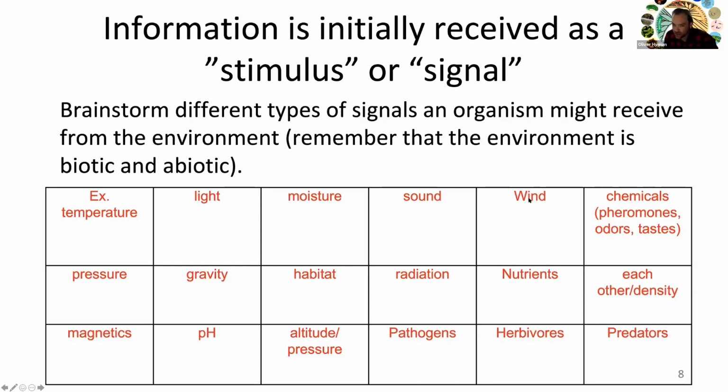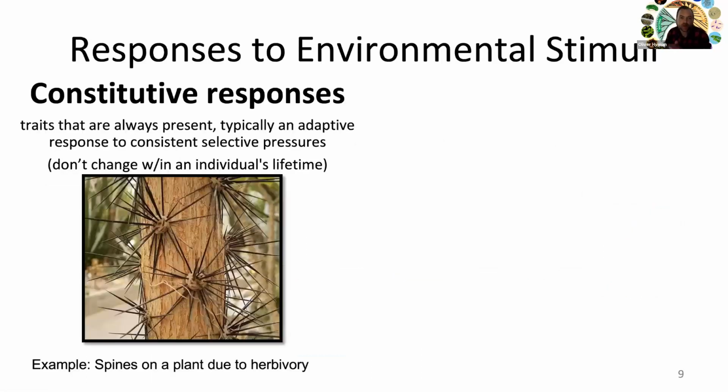Wind is another example, and this probably goes back to you feeling changes in pressure, or you might be feeling changes in temperature. And so all of these things are examples of signals that an organism might respond to. In response to that, you get this signal and you'll have a response, and there are different kinds of responses that organisms can have. And one of those general types of responses is something called constitutive responses.